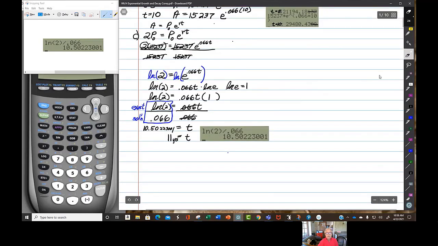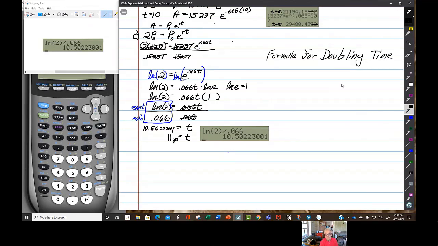Your book gives you a formula if you're the kind of person who likes a formula. I'd rather get it myself so I don't have to memorize it. But there is a formula for doubling time. You can see it yourself if you go to Question Helps and click on Show Me How to Do This or Show Me an Example. Okay, formula for doubling time is the ln of 2 over r equals the doubling time.